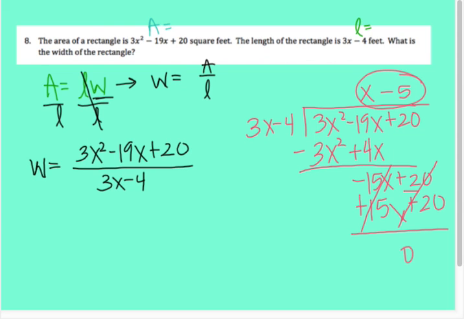So I get x minus 5, but what is this telling me? Well, if I take my area divided by my length, which I did here, it's going to give me my width. So my width is x minus 5 feet.